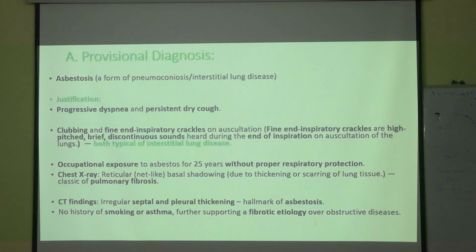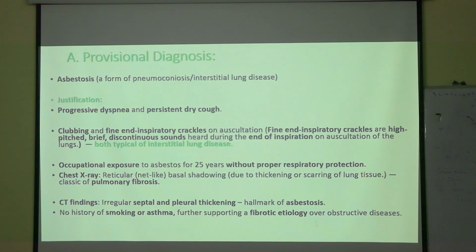So our provisional diagnosis tells that it may be asbestosis, right? Now we have to give proper justifications for our provisional diagnosis. Progressive dyspnea and persistent dry cough is the most important information given in the case, based on which we can say it may be related to this restrictive pattern of lung disease.